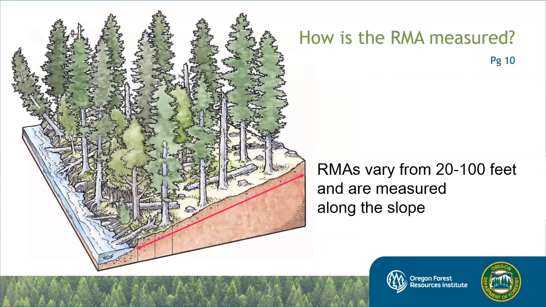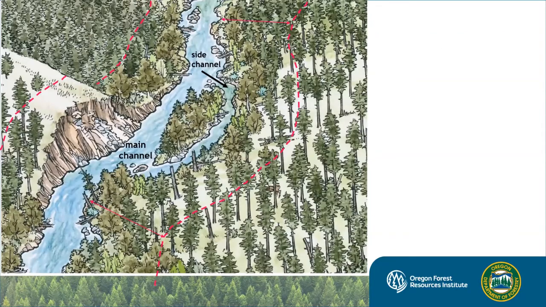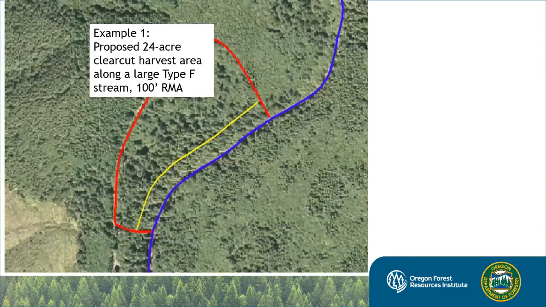So how is the RMA measured? RMAs, depending on the size and type of beneficial use, vary from 20 to 100 feet. They're measured along the slope, and from the average high water mark of the stream, as you can see in the picture. This is just a demonstration of how you would go about marking that 100 feet. You measure 100 feet from the high water mark on each side. In the middle with that side channel, you would actually start measuring from the edge of the side channel to include that within the entire RMA. So any side channels do need to be included within the RMA. This is just another picture of it. It's got the yellow line showing our 100-foot RMA for our 24-acre clear cut along a large type F stream.